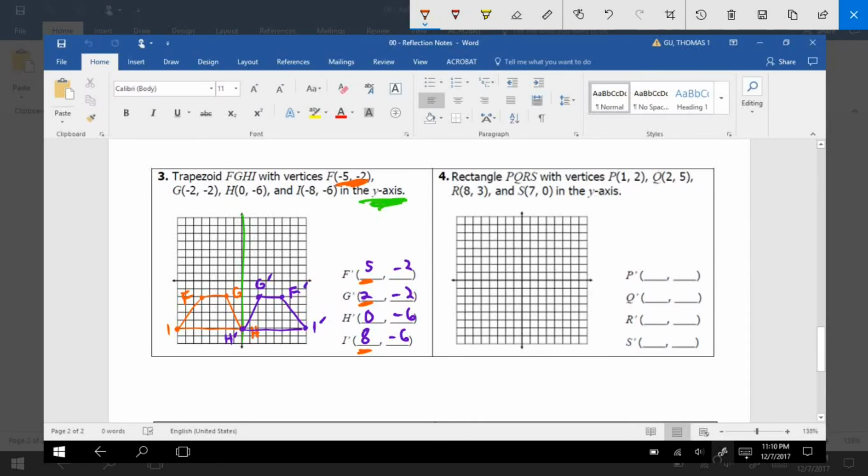So if you're reflecting over the y-axis, all you have to do is, look at this. If your original was (x, y), then your new point is going to be (-x, y). You just stick a negative sign in front of the x value this time. Exactly. All right, so that is number 3.